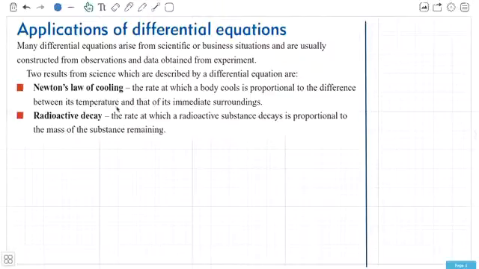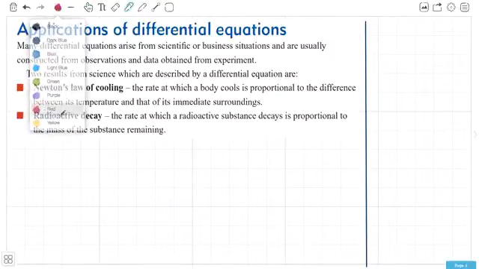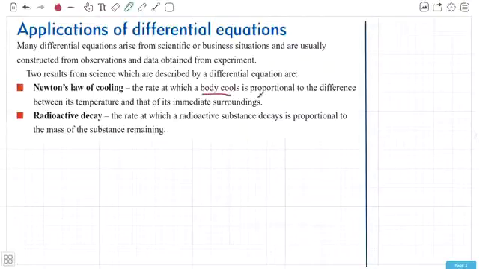So Newton's law of cooling is the rate at which a body cools is proportional, and I'm just going to highlight the key things here, proportional to the difference, which means a subtraction, between its temperature and that of its immediate surroundings. And generally the immediate surroundings, we call this ambient temperature.